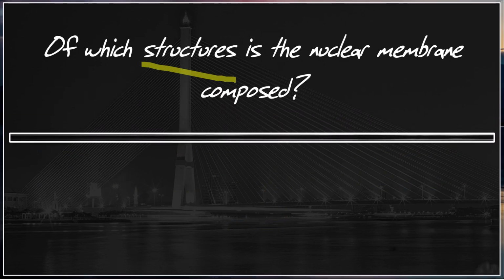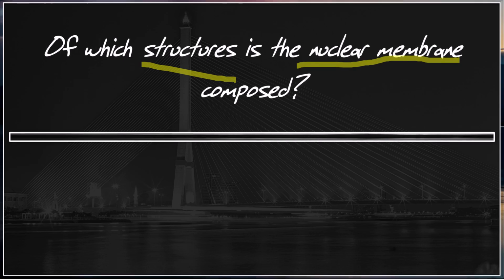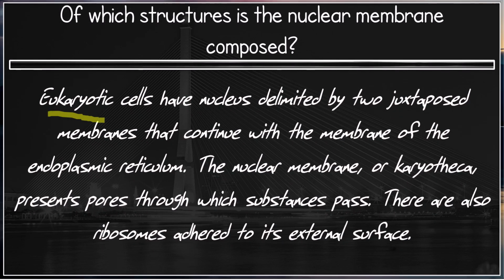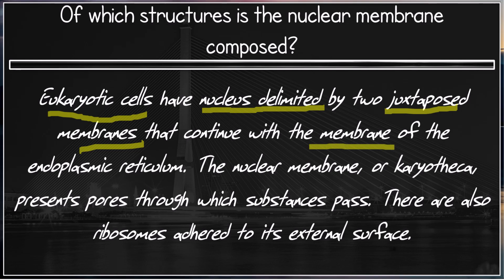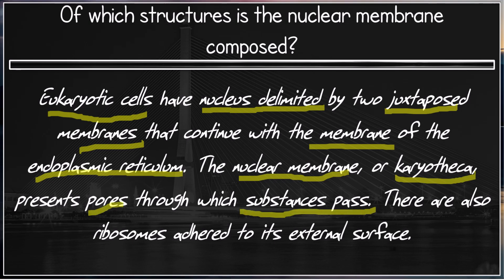Of which structure is the nuclear membrane composed? Eukaryotic cells have a nucleus delimited by two juxtaposed membranes that continue with the membrane of the endoplasmic reticulum. The nuclear membrane, or karyotheca, presents pores through which substances pass. There are also ribosomes adhered to its external surface.